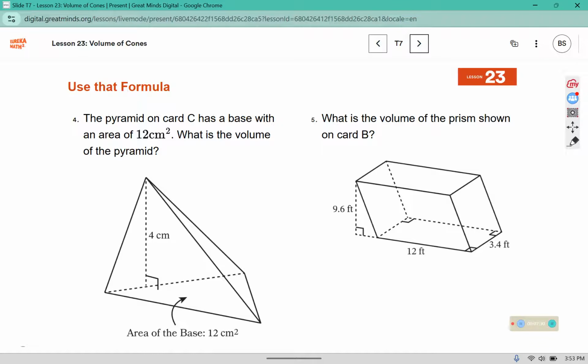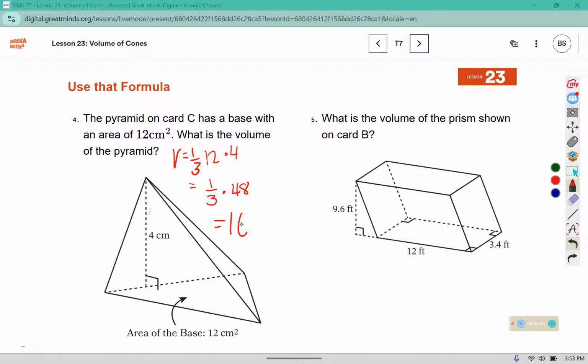The pyramid on card Z has a base with an area of 12 centimeters squared. What is the volume of the pyramid? Pyramids are 1/3 the base area times height. This one tells us the area of the base is 12, and the height is 4. 12 times 4 is 48. 48 split into 3 parts is 16. So that is 16 centimeters cubed.